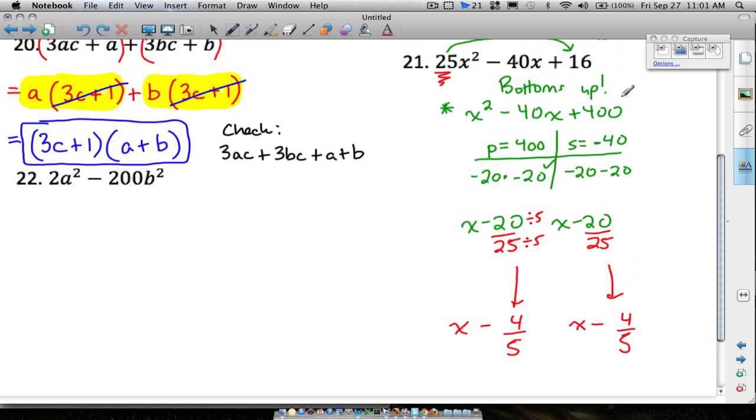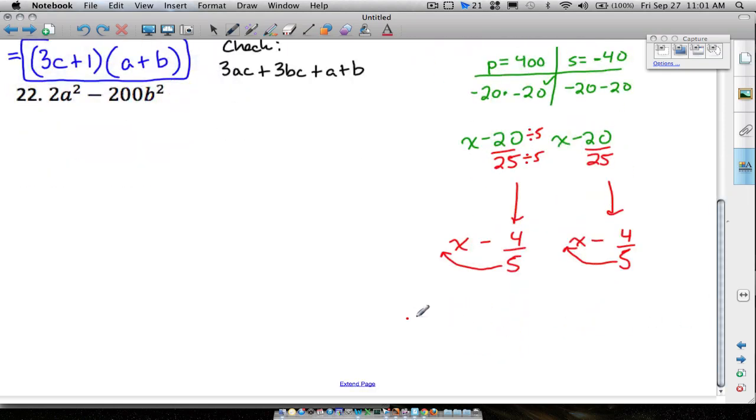Now, why is this problem called bottoms up? Because if we have a bottom number that is not 1, we move it up in front of the x or whatever variable we're using in the problem. So we move that bottom up, we move that bottom up, and that gives us close to our final answer, 5x minus 4 times 5x minus 4. We did bottoms up on both of them.